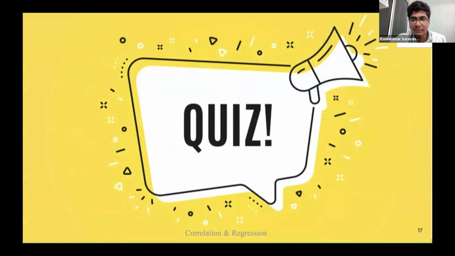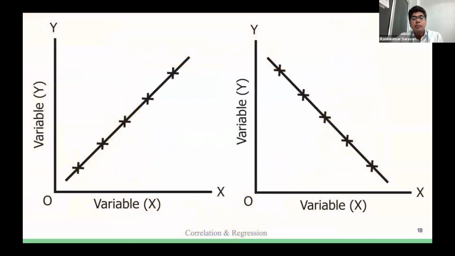So a brief quiz. Can anyone unmute and say the relationship in the left and right figure?